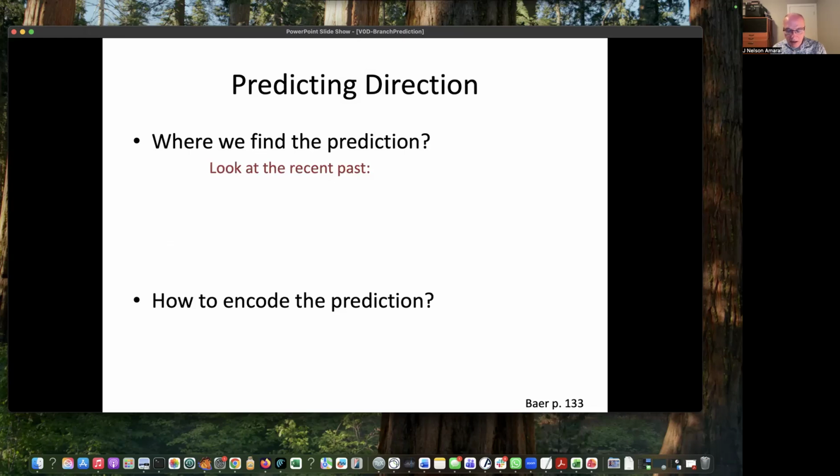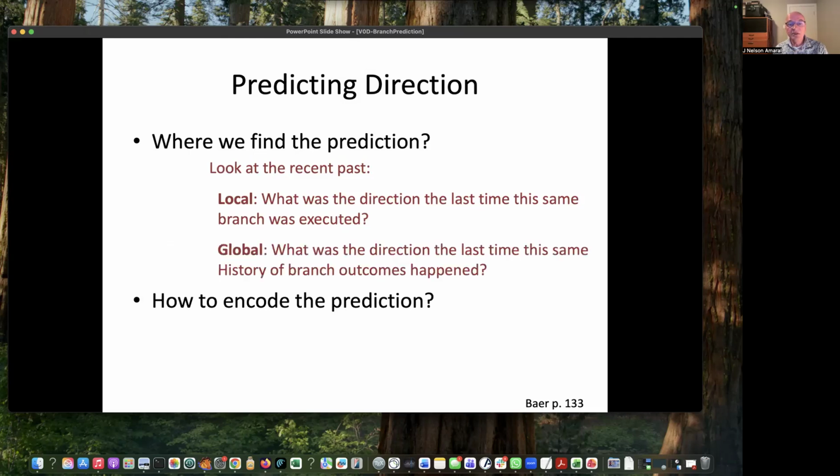Of course, looking at the recent past is always a good idea to make a prediction in general. That's the case for branch prediction as well. So if you have local branch predictors, you're going to be asking what was the direction the last time that the same branch was executed. In a few minutes, you're going to see that you don't only look at the last time, but you look at a few of the previous executions of the branch.